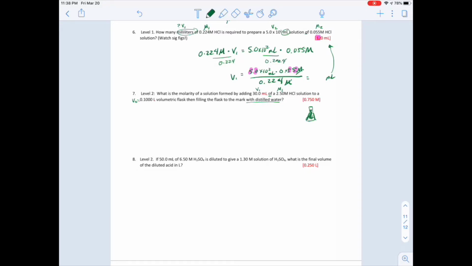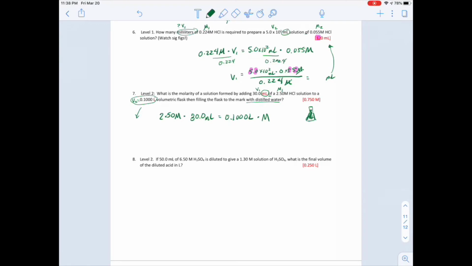So M1V1, so 2.50 molarity times 30.0 milliliters equals 0.1000 liters times molarity. Now, I just noticed something, and you might have noticed this too. I didn't do my little check. So let's double check my units here. Oh no, my units are off. So I either fix it in the problem or I fix it outside the problem.